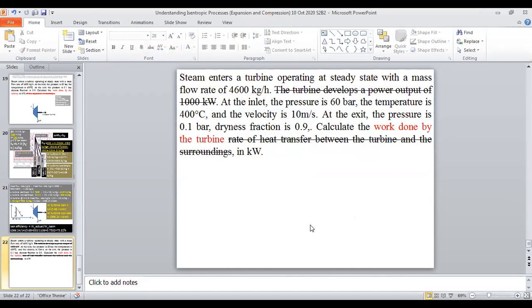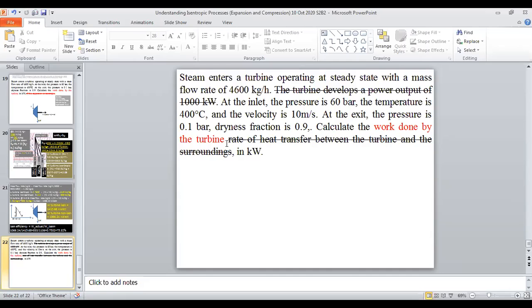You can see exit velocity is more, inlet velocity is less. Exit is 50, inlet is 10. You should know why, because when the steam is reaching the exit, it has more volume because of the expansion. So you may have some understanding, you have a bigger exit compared to inlet. So those are possibilities.